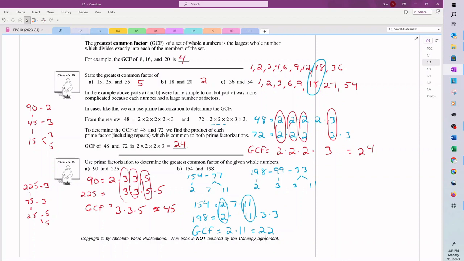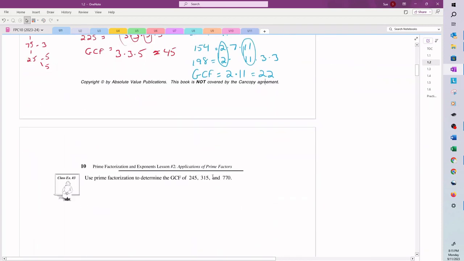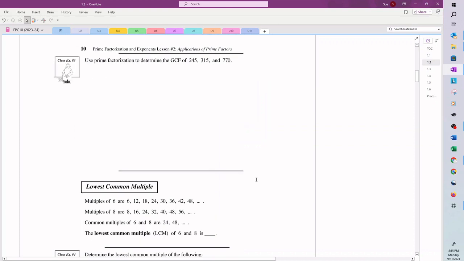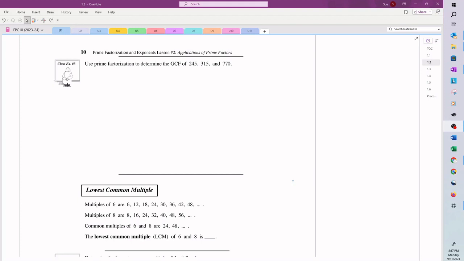Okay, and we'll do another example when there are 3 numbers that we are finding the greatest common factor of. So let's factor the 3 numbers. I have 245, doesn't divide by 2, doesn't divide by 3, but it does divide by 5. So I get 5 times 49, and I know that 49 is 7 times 7.